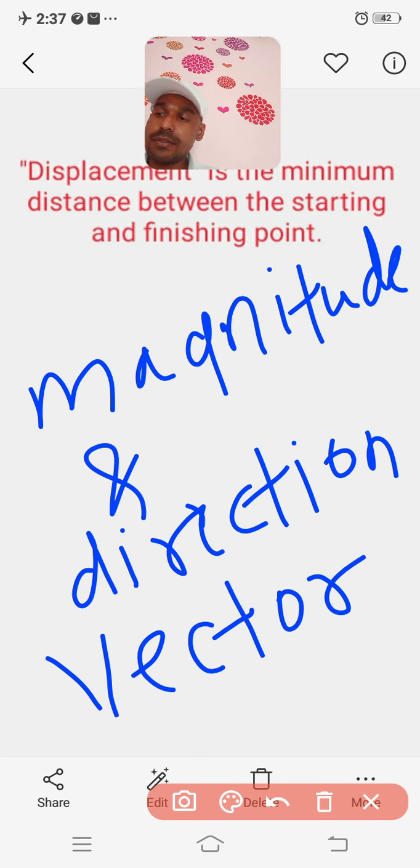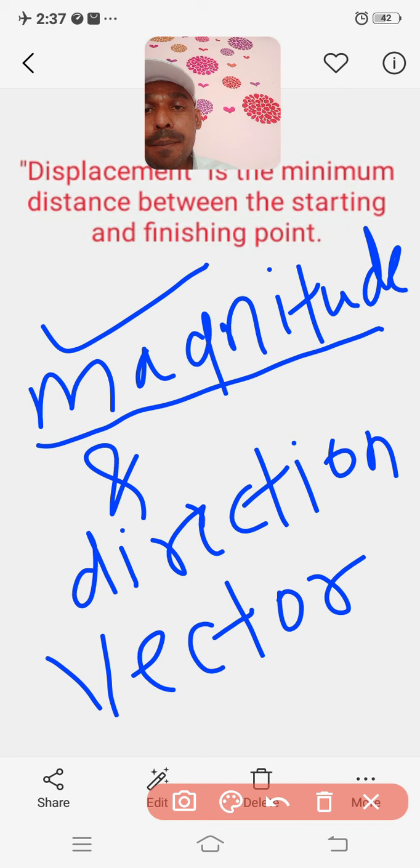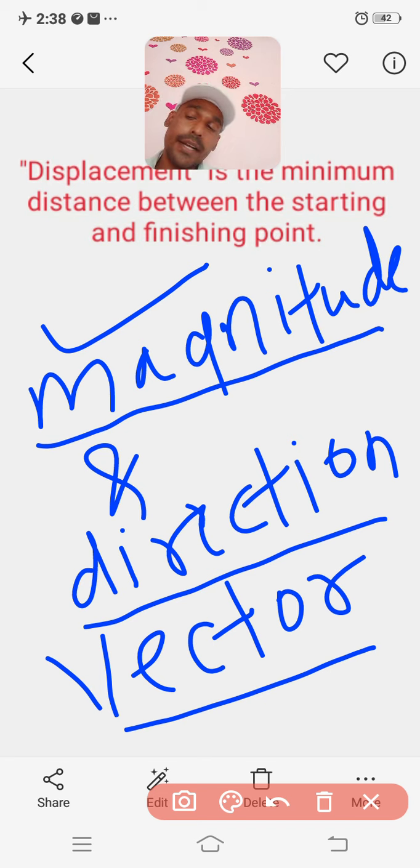In the exam, they ask a question: why is displacement a vector quantity? This time you write: displacement has a magnitude as well as direction. Therefore, displacement is a vector quantity. Listen carefully again: displacement has a magnitude as well as direction. Therefore, displacement is a vector quantity.